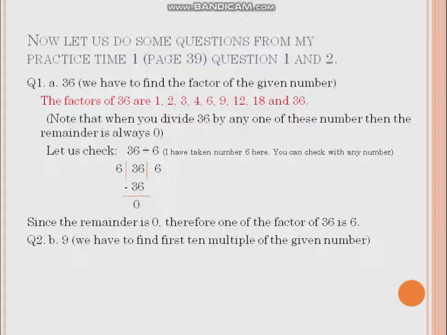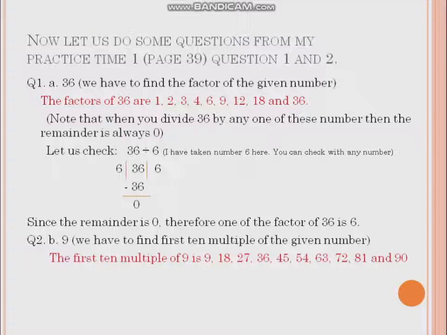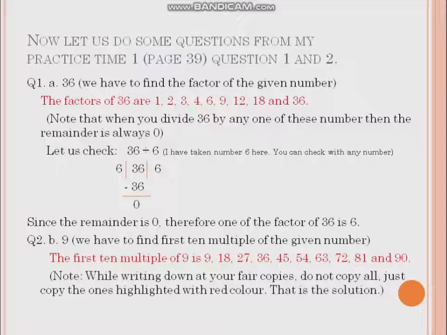So moving on to question number 2, B. What we have here is we have to find the first 10 multiples of the given number, which is very easy. You just have to multiply 9 ten times, okay? So the first 10 multiples of 9 are 9, 18, 27, 36, 45, 54, 63, 72, 81, and 90. Note, while writing down in your fair copies, do not copy all. Just copy the ones highlighted with red color. That is the solution, okay?